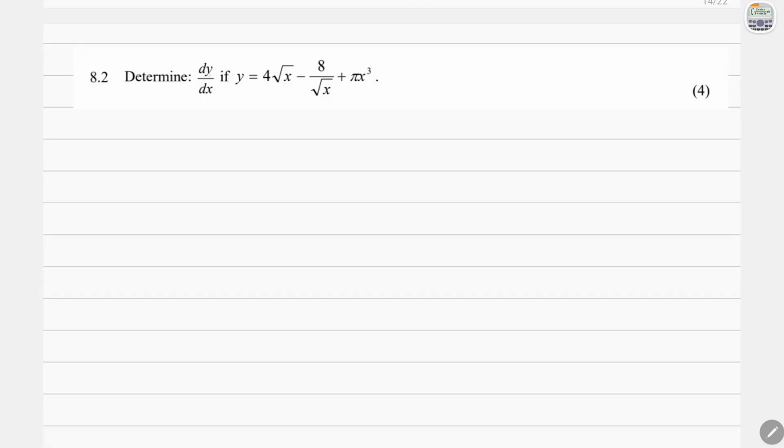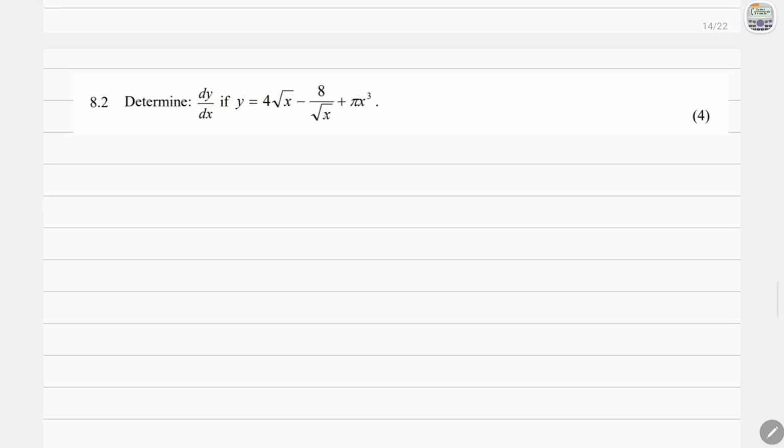The next question says determine dy over dx. So we need to determine the derivative in respect to x of this function. Okay, let's just rewrite it first, just to analyze what's going on. We've got a square root of x. Okay, that's a problem. We have x under a radical, so we need to fix that. And then we have x under a radical, but it's also in the denominator.